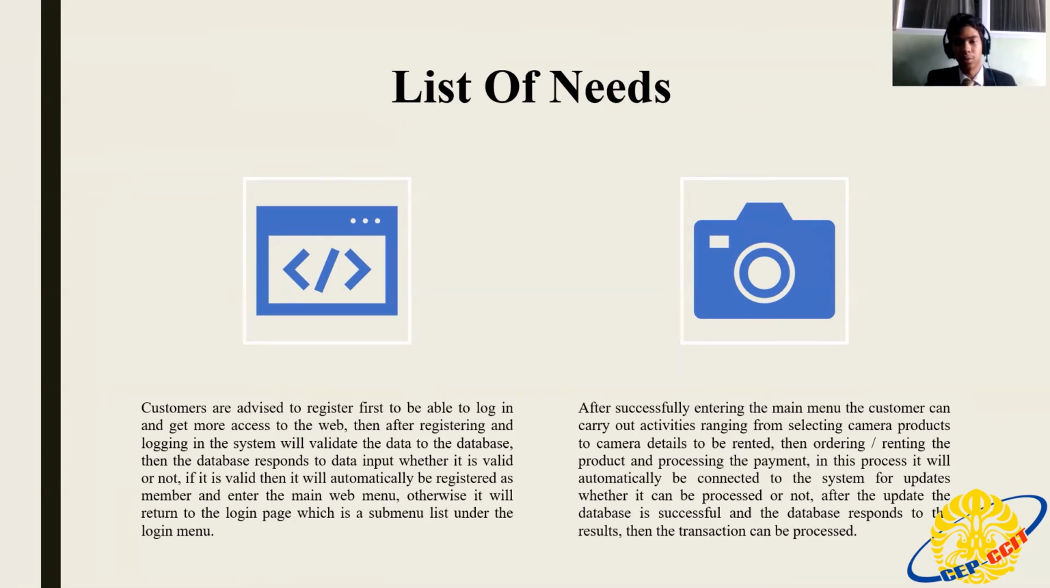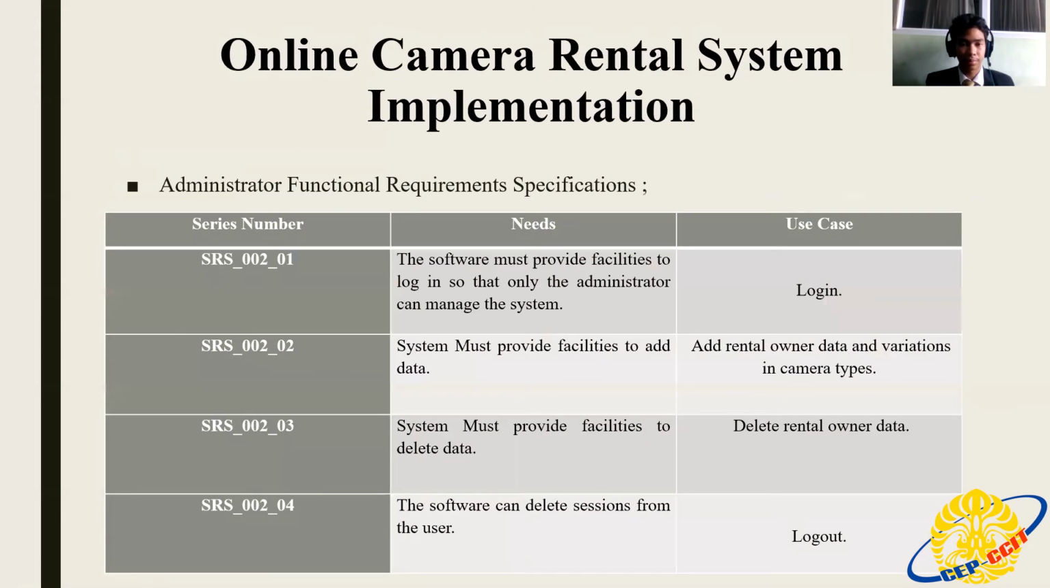After registering, we will advise the customer to enter the main menu. Here they can rent and order, and the system will then decide if the item that is ordered is still available or has already been sold out.